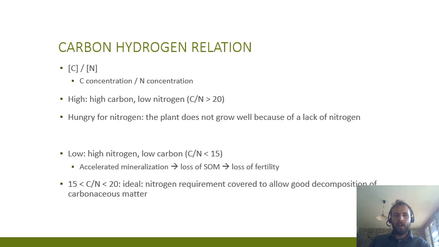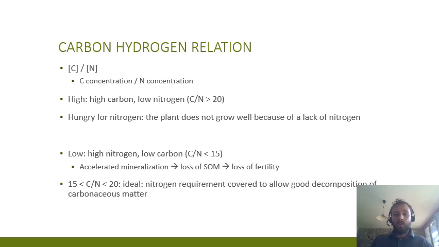And if you have the opposite, high nitrogen and low carbon, so a C/N under 5, you will have what we discussed before, an accelerated mineralization, and thus a loss of soil organic matter, and in the long term, a loss of fertility. So ideally, you have a C/N between 15 and 20.